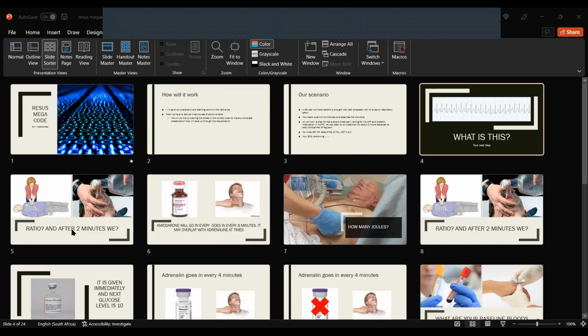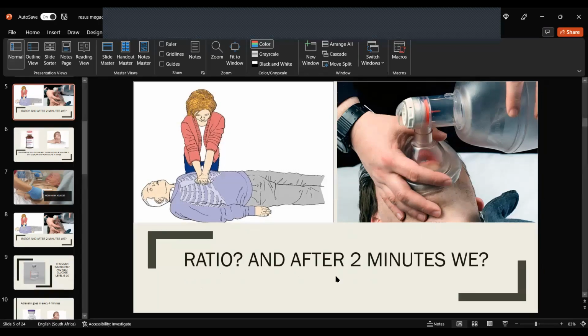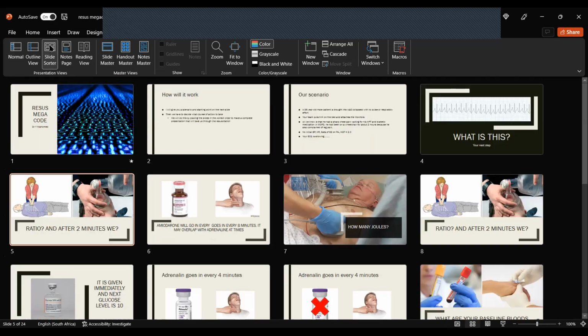Let's just enlarge the slide. So we've got CPR already in place. We're going to start doing compressions and we're going to start doing a bag mask airway. That's very good. We've started that. What's the next thing that we're going to do? The question is, what's the ratio? In other words, how many compressions to how many breaths? 30 to 2, very good.